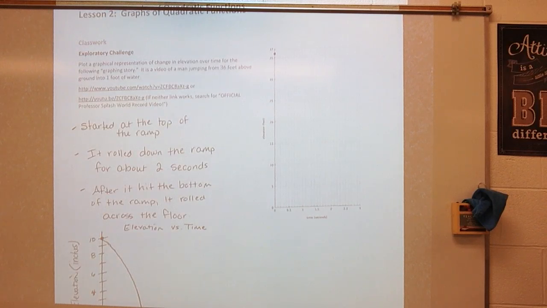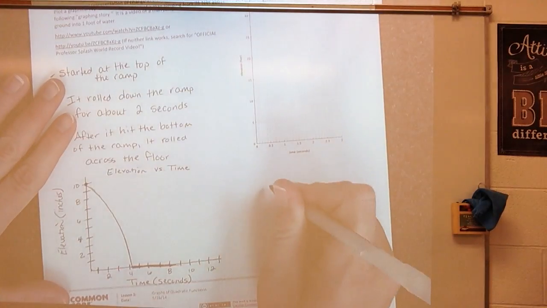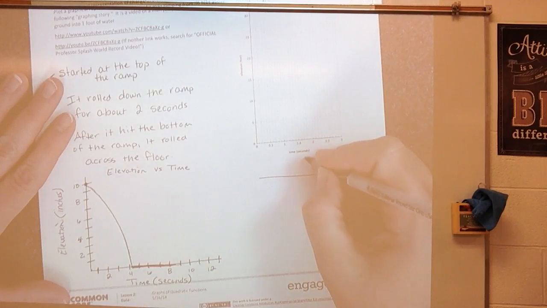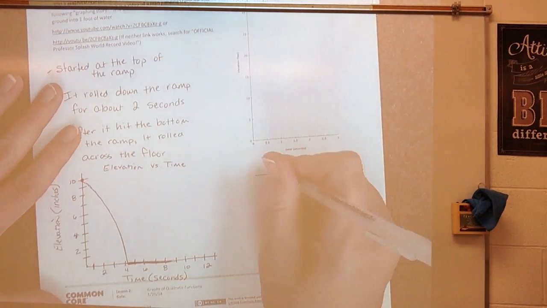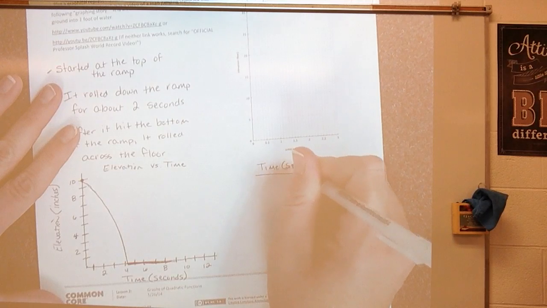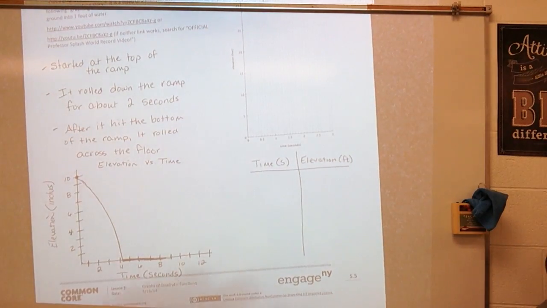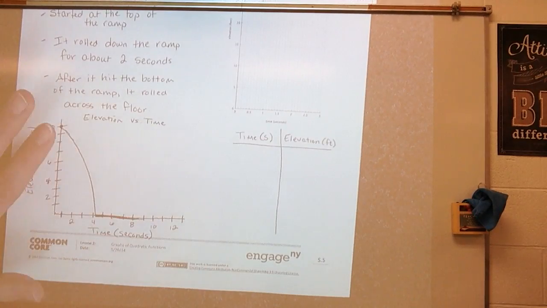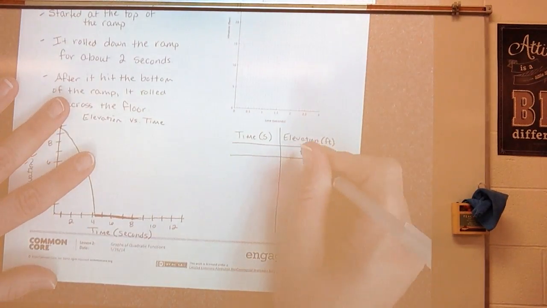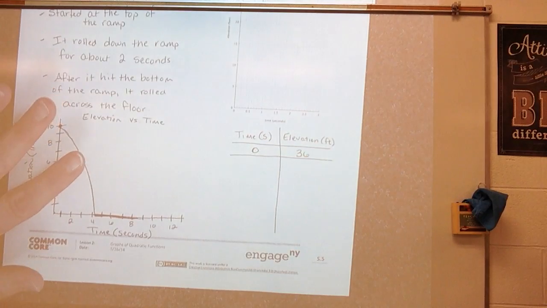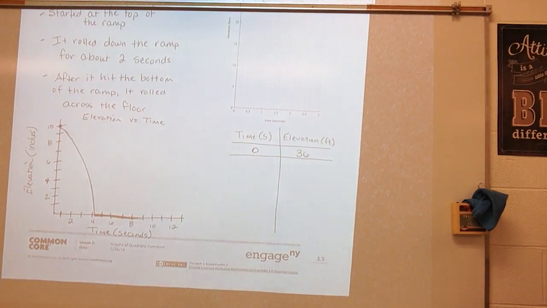So let's look at some numbers. We're actually going to look at some numbers before we start putting this on our graph. I'm going to create a table. This is going to be our time in seconds, and this is going to be our elevation in feet. And we already know he starts at 36 feet, and that's at 0 seconds. He hasn't done anything.